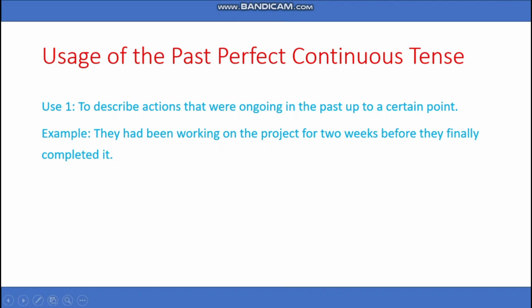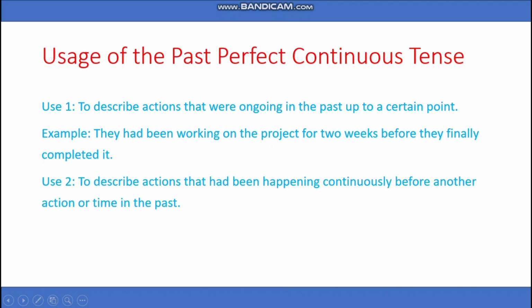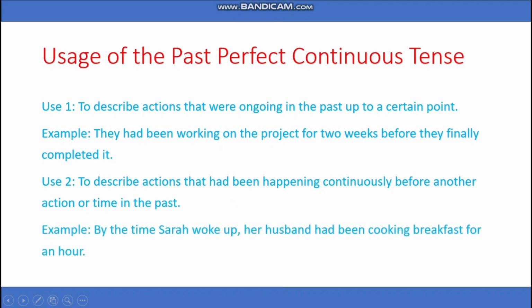Second, to describe actions that had been happening continuously before another action or time in the past. By the time Sarah woke up, her husband had been cooking breakfast for an hour. I will read another example for you. They had been working on the project for 2 weeks before they finally completed it.